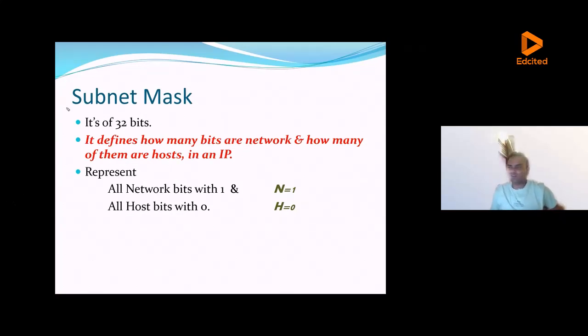The subnet mask also looks like an IP address. It is also 32 bits. It defines how many bits are network and how many bits are host, out of the 32 bits. So we write the subnet mask like an IP address, in ones and zeros. If you see a 1, it is a network bit, and if you see a 0, it is a host bit.